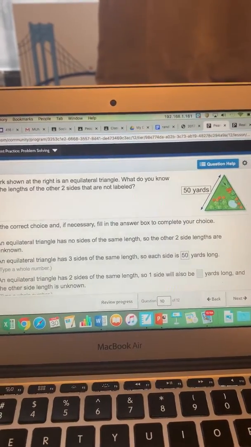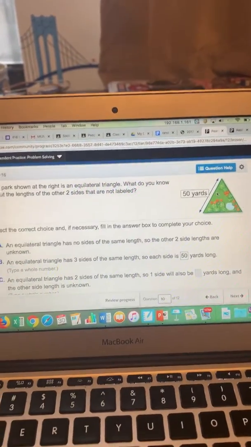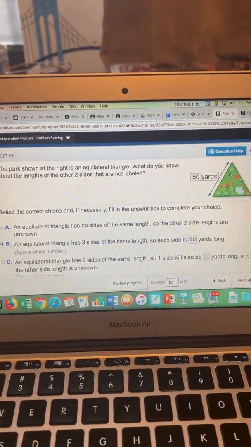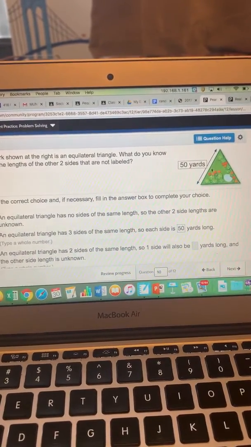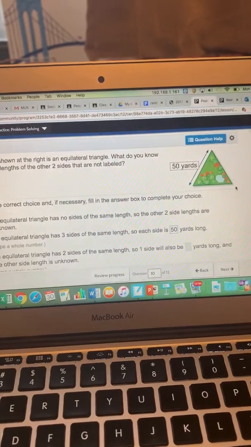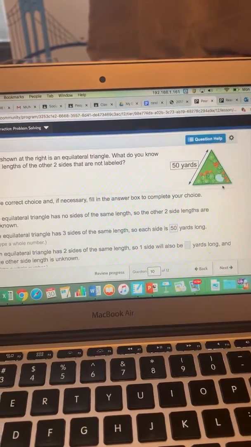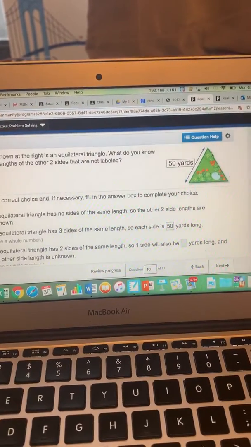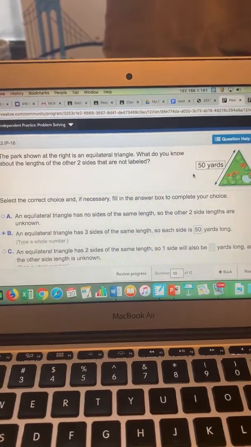We know that this is an equilateral triangle. An equilateral triangle means that all sides are the same length. So if all sides are the same length, that means that this side being 50 yards, the opposite side of the triangle is going to be 50 yards, and this side is also going to be 50 yards because they are all equal to each other. So each side is going to be 50 yards.